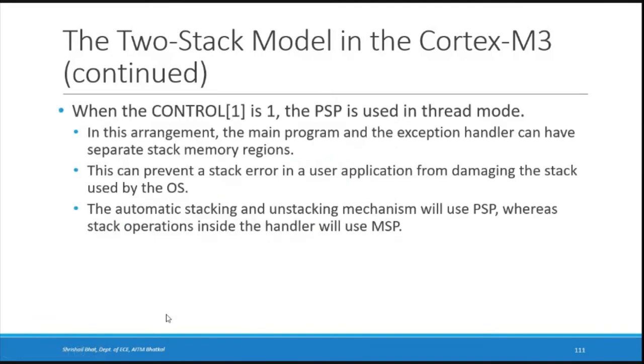When control bit 1 is 1, the process stack pointer is used in thread mode, whereas for handler mode, it is always the main stack pointer. So in this arrangement, the main program and exception handler can have separate stack memory regions. The main program will be in thread mode, pointed to by the process stack pointer, and the exception handler will be in handler mode, pointed to by MSP, the main stack pointer. This can prevent a stack error in a user application from damaging the stack used by the OS. You can separate the stack used by the user application and the stack used by the OS. The automatic stacking and unstacking mechanism will use PSP, whereas stack operations inside the handler will use the MSP.